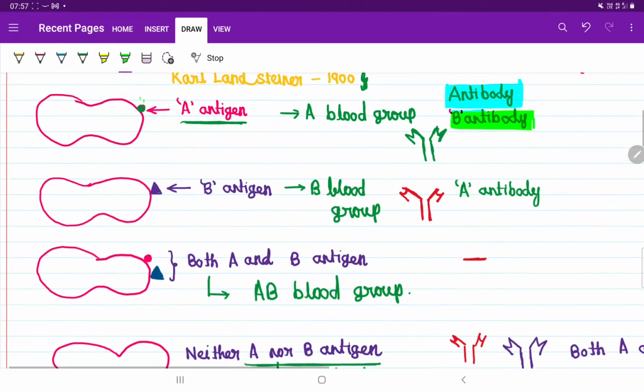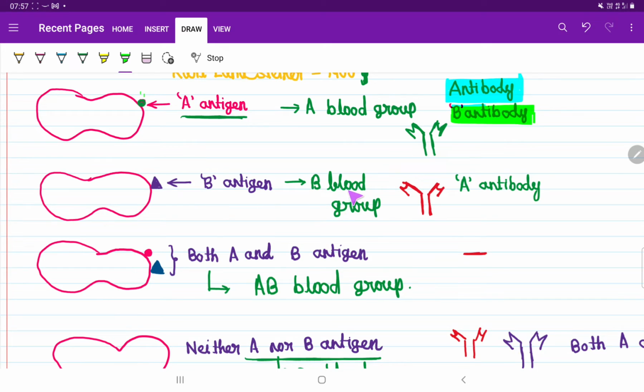Okay, right? Those who have B blood group have B antigen, and nature has given them A antibody, right? So the A antibody will be present, and it will not react to their own red blood cells. But if A blood group enters the body of someone with B blood group, then this A antibody will kill all those red blood cells and eliminate all those antigens, right?